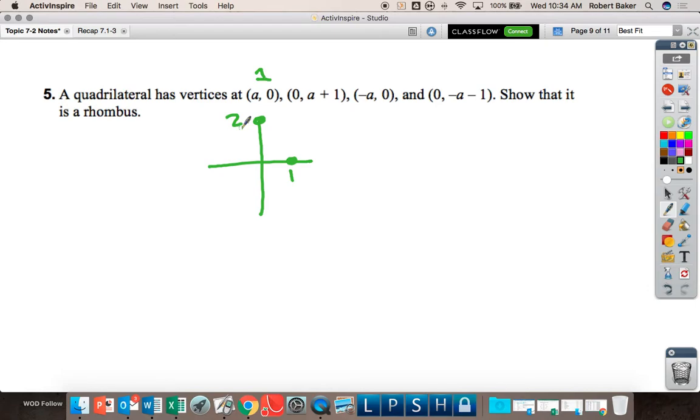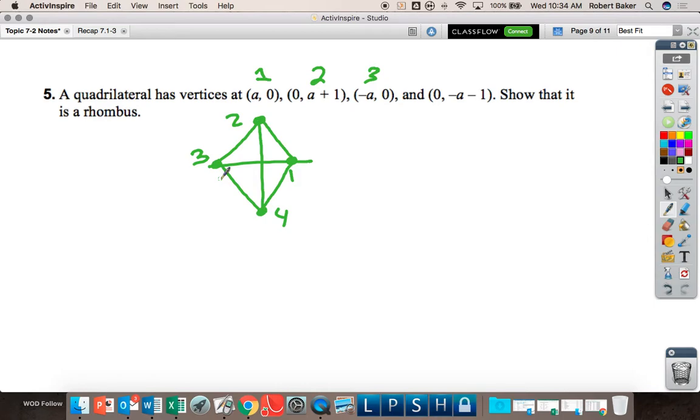A. This one says move back A units, A to the left, up 0. And this one says over 0, go down A and 1 more. So I get this shape that looks like this. And it's my job to verify that each side of that rhombus has the same length.